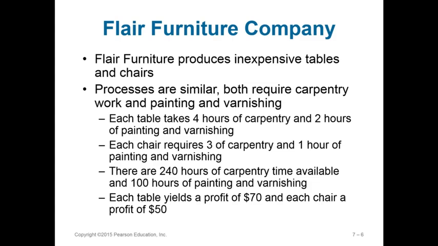So let's take a furniture example for this. It produces inexpensive tables and chairs. Tables take a certain amount of labor: 4 hours of carpentry and 2 hours of painting and varnishing. Chairs take carpentry and painting and varnishing as well. So 2 different kinds of labor go into it, and that is what we're looking at as constraints here. Carpentry and painting and varnishing are looked at as separate labor amounts.